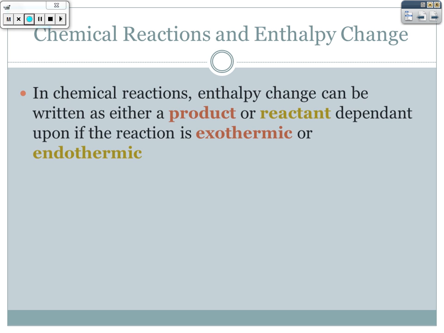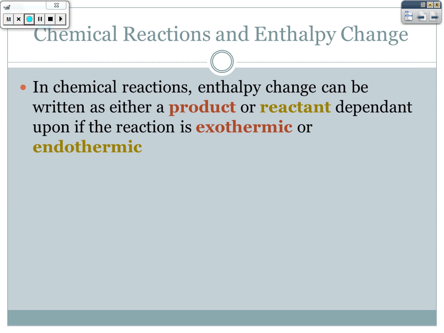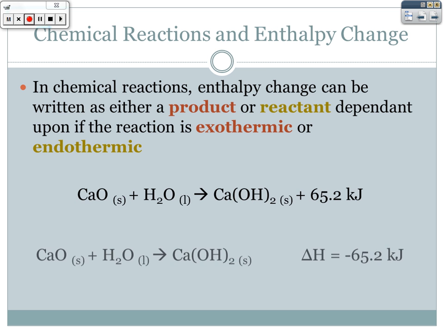So let's talk about chemical reactions and enthalpy change. In chemical reactions, enthalpy change can be written as either a product or a reactant, dependent upon if the reaction is exothermic or endothermic. So if you've got an exothermic reaction, heat is being given off, which is enthalpy change, so our delta H is going to be a product, whereas in endothermic reactions, you have to put heat into the system in order for it to actually work, so enthalpy would be written as a reactant.